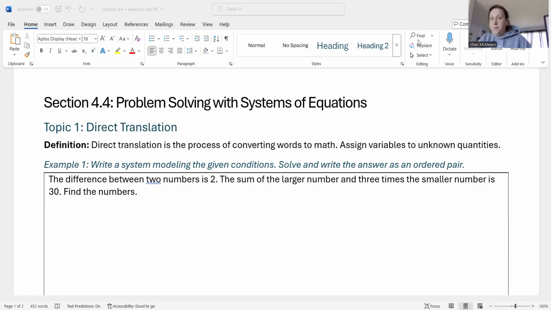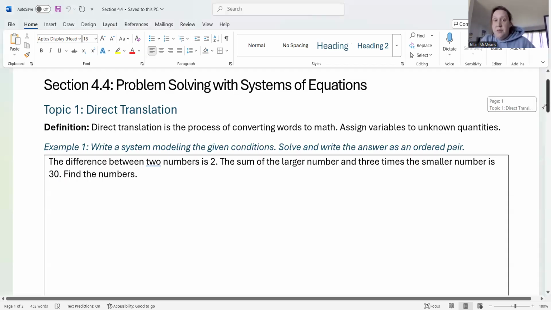Okay, so let's see here. There we go. All right, so topic one is just basic direct translation. We have talked about direct translation several times at this point, okay? So I'm going to remind you of the definition, even though hopefully at this point you could recite it to me. Direct translation is the process of converting words to math.